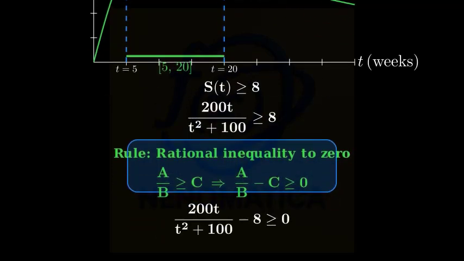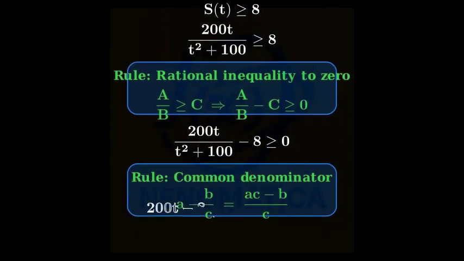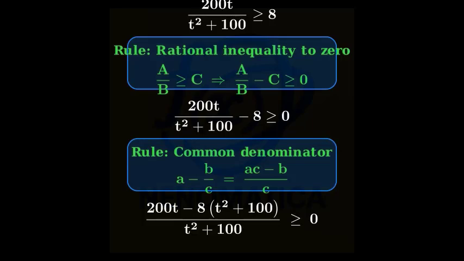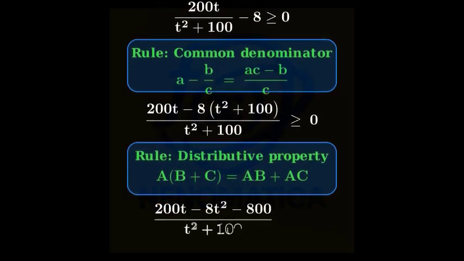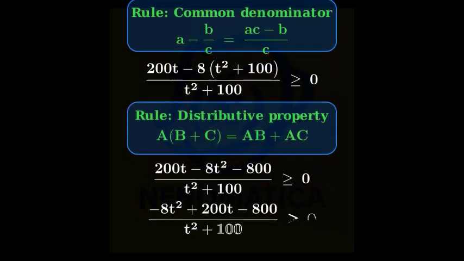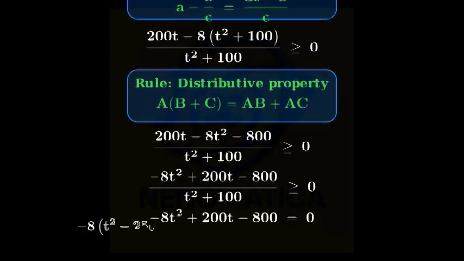Distribute the negative 8 and simplify the numerator. Set the numerator equal to 0 to find critical points. Factor out negative 8 and factor the quadratic. Solve for t. Check the denominator. Since t squared plus 100 is always positive for real t, the sign of the fraction is controlled by the numerator only. Perform a sign analysis using the roots 5 and 20.